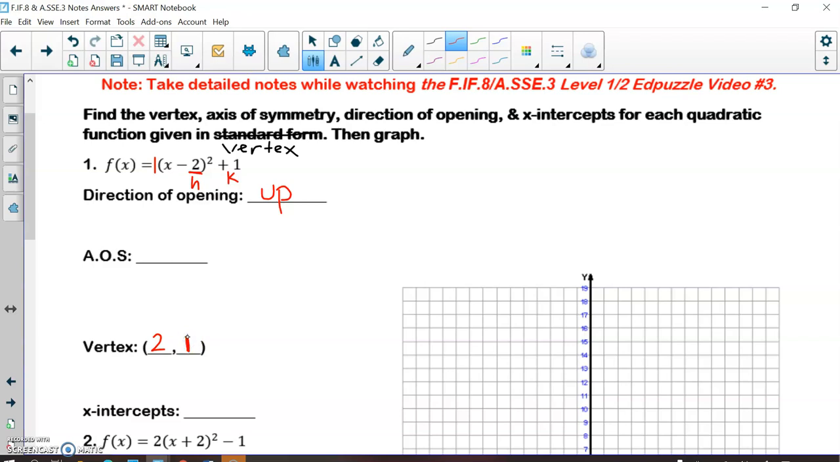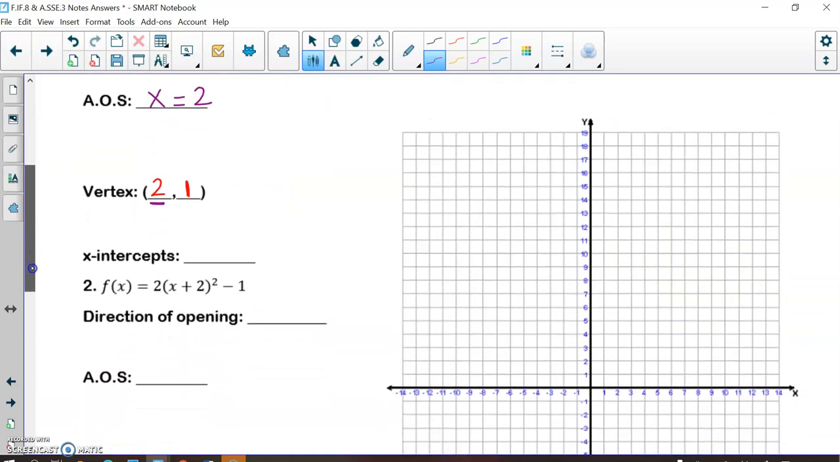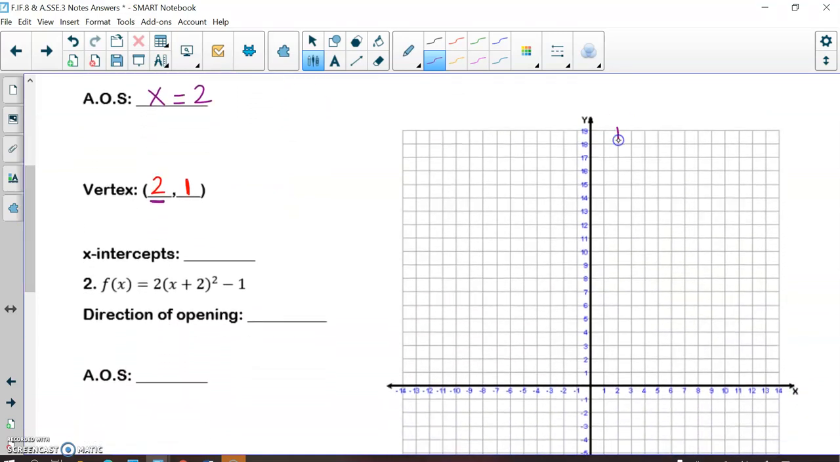So for my axis of symmetry, this is actually really easy because my axis of symmetry is technically the x value of my vertex. However, we have to remember that we write the axis of symmetry as a vertical line equation, which is x is equal to 2. Now a reminder that the axis of symmetry is an imaginary line running through the parabola and cuts the parabola in half. And my vertex here is (2, 1).